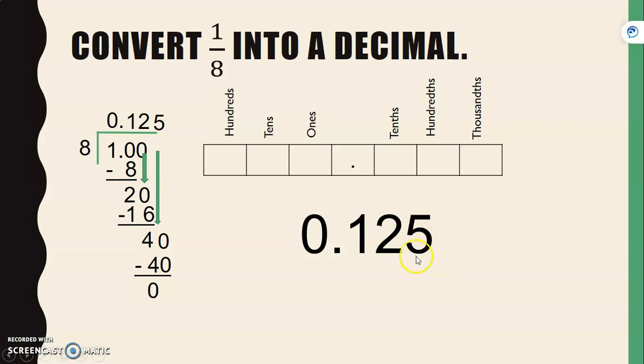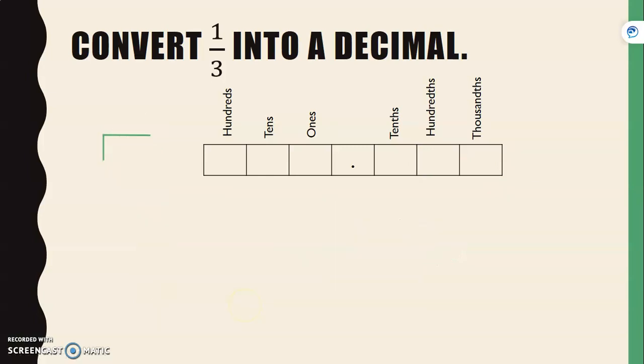I read it that way because the last number would be in the thousandths place if I put this number in my place value chart. So I can always use long division as a last resort, or it may have to be used in a question similar to this one. Convert 1/3 into a decimal. There is no way to get 3 to 100, 1,000, or 10,000, so I'm going to go ahead and divide it. I'm going to continue to do what I did before.